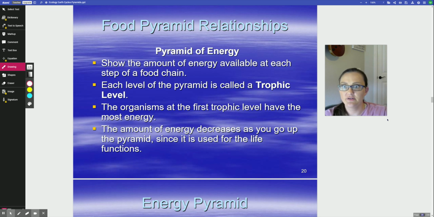Okay, food pyramid relationships. Let's discuss. First thing. What is a food pyramid? It is not that thing that they teach you about in, I think, health still, I'm not sure, where it's like, oh, you should eat the most of this, and then you should eat this, and you should eat junk food the least, when really we all know our pyramid's upside down.